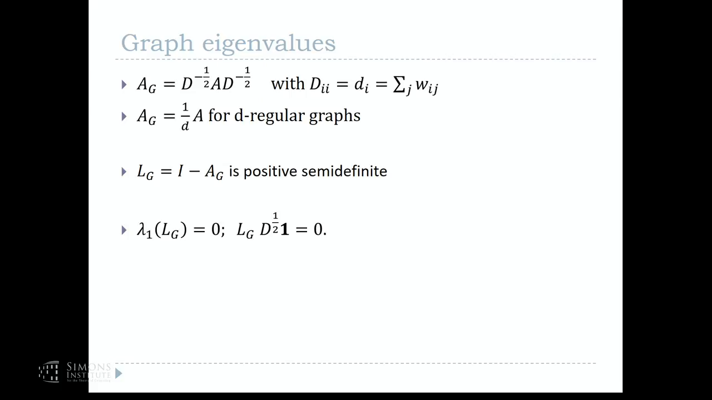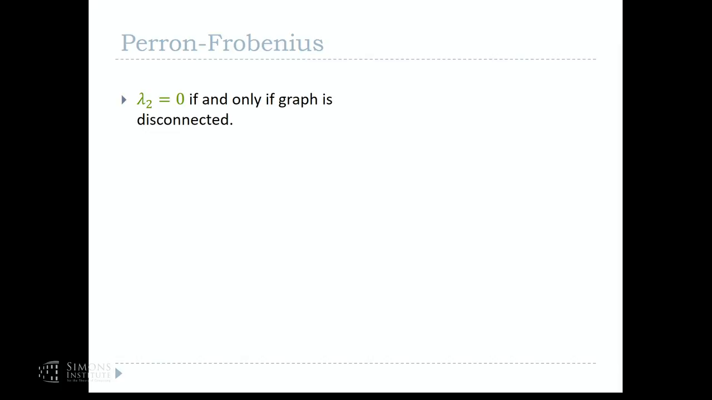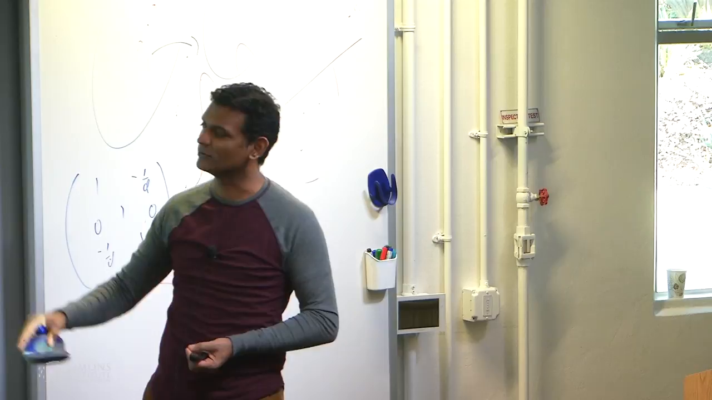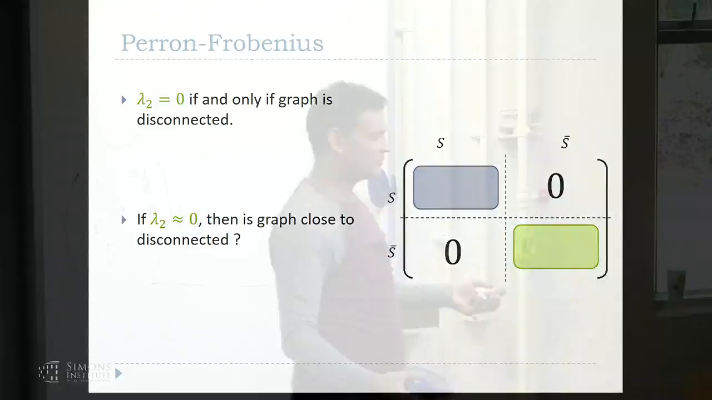So this is just set up. Now, if the second eigenvalue is also zero, it must be the case that the graph is disconnected. There's no other way. A graph is connected if and only if lambda 2 is greater than zero. Otherwise, it's disconnected. Okay, so then this suggests, what if it's close to zero? Then does this mean that it's close to disconnected? In other words, is there a small cut that separates into two components?